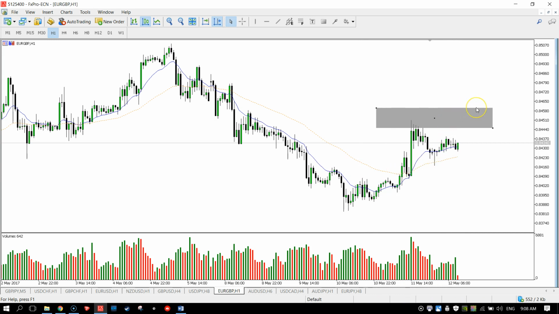Alright, that is all I wanted to share with Fibonacci and trend lines. I hope that helps, clears up the nuances a little bit.